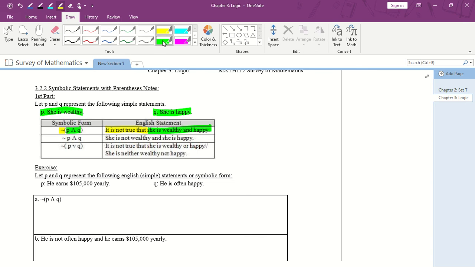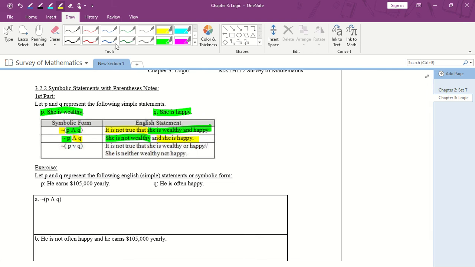And the next one, negation P and Q. However, if you look properly, it doesn't have a parenthesis, so it means that the negation applies only to P, and Q. So it means that she is not wealthy, and Q, and she is happy. Okay, you can see the differences between these two.